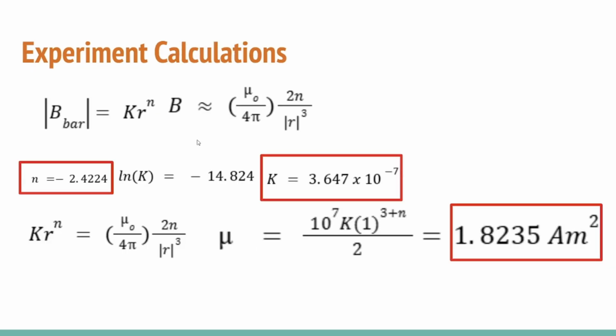We then plugged the m and the b values into our calculations to be able to get that n is equal to negative 2.4224 and that k was 3.647 times 10 to the negative 7th. And importantly, that our mu value was then 1.8235 amps times meters squared.